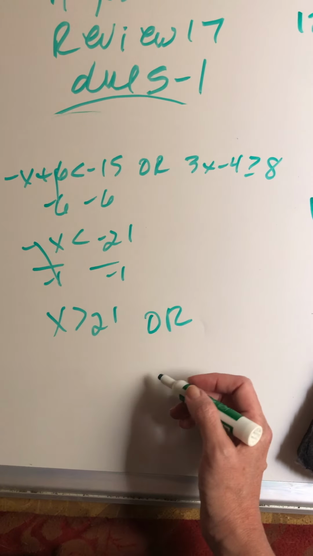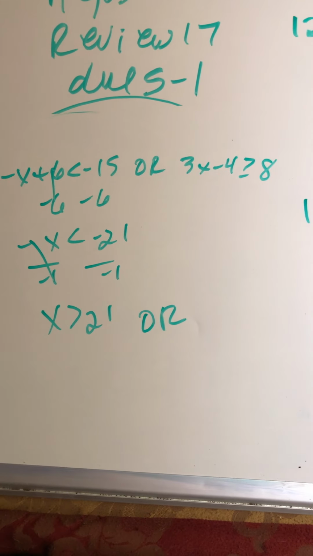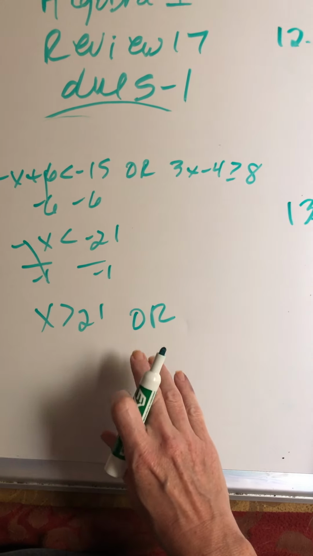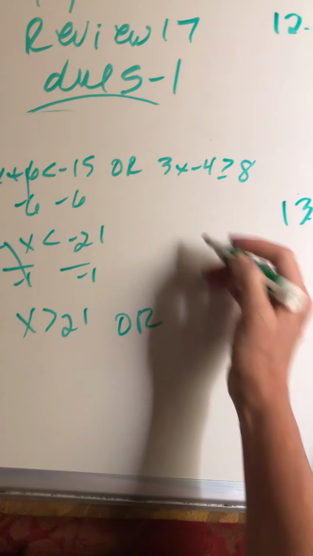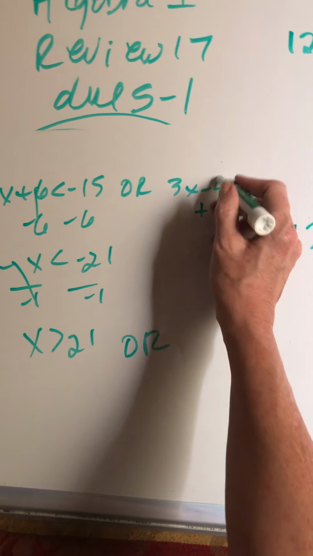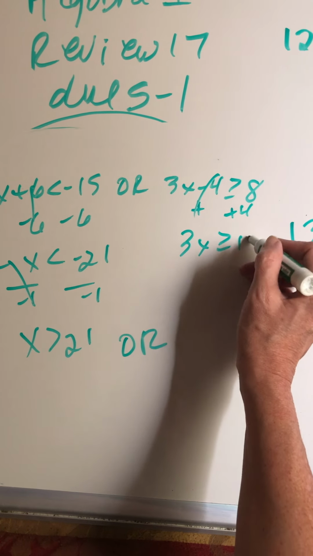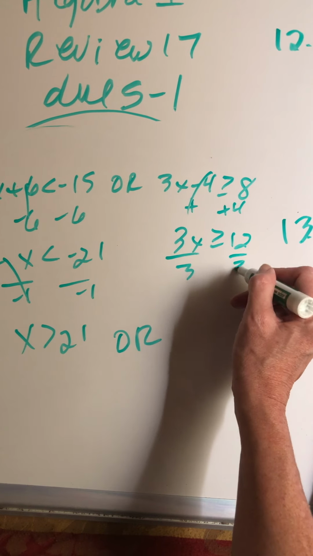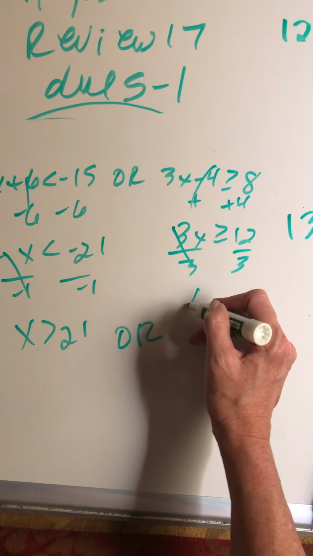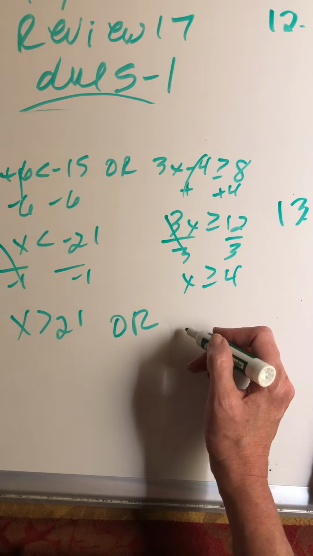Or, which so many of y'all forget to write the ors when you're solving these disjunctions. Do not forget to write the or, okay? Then we add 4 here. So 3x is greater than or equal to 12. Divide by 3. So x is greater than or equal to 4.